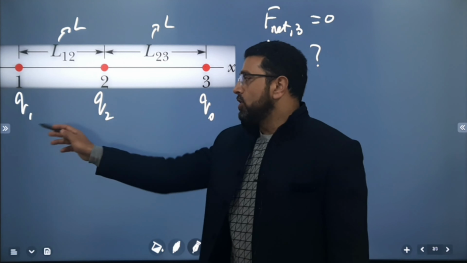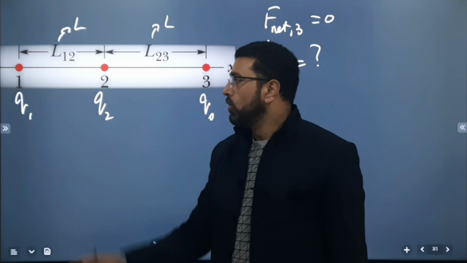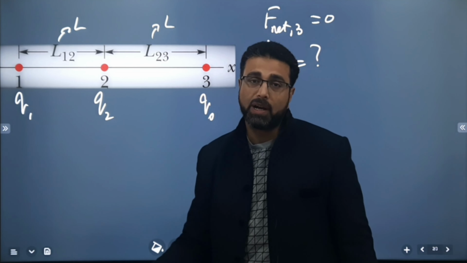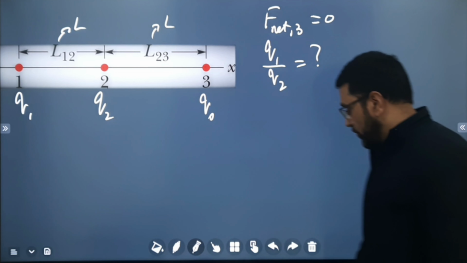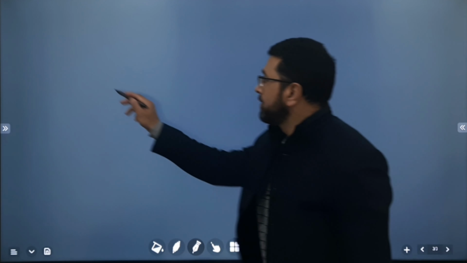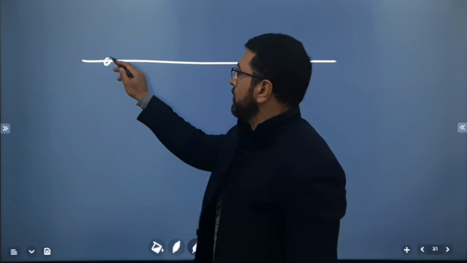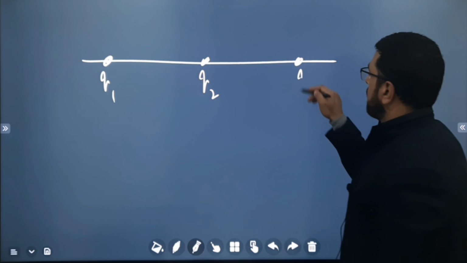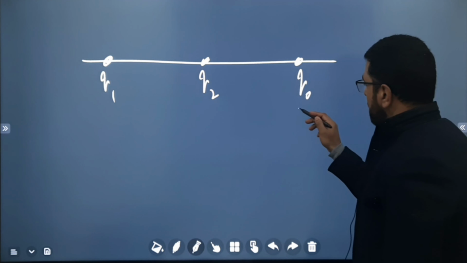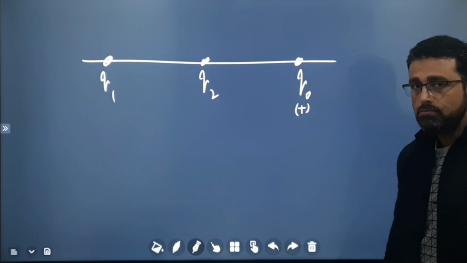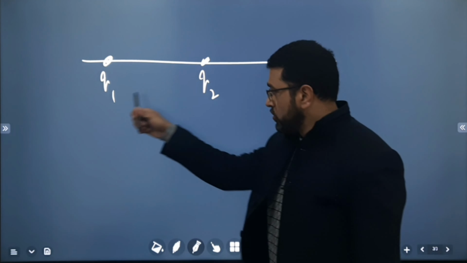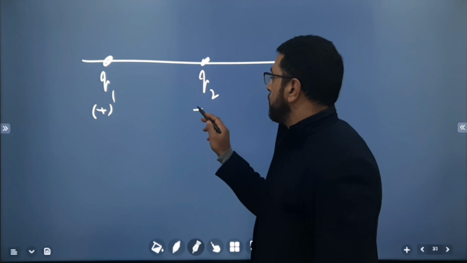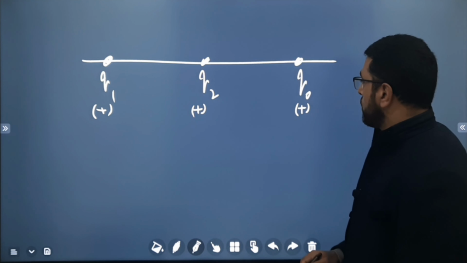First, we'll talk about the signs of Q1 and Q2. We'll see if the two particles need to be like particles or unlike particles for net force on particle 3 to be 0. So let's do that here. If we have particle Q1 here, particle Q2 here, and third particle Q0 here, let's assume that Q0 is positive. Let's assume Q1 and Q2 are like charges, so let's consider both of them to be positive.